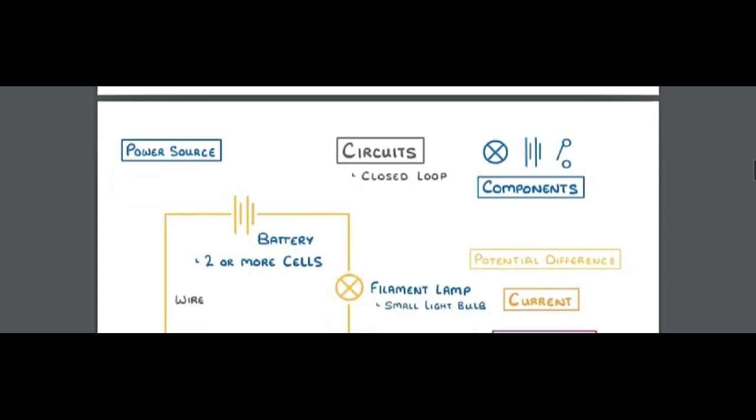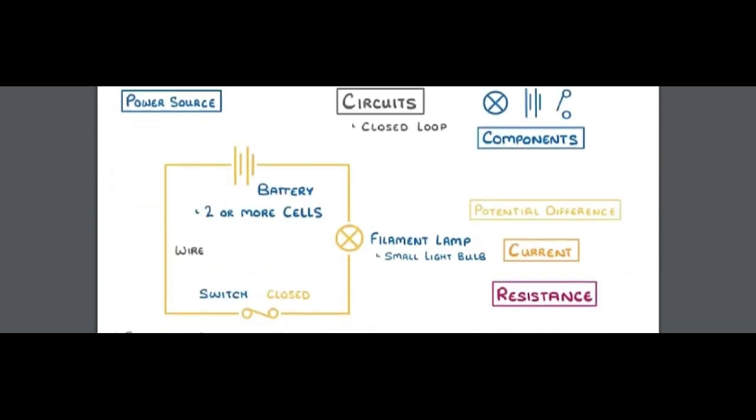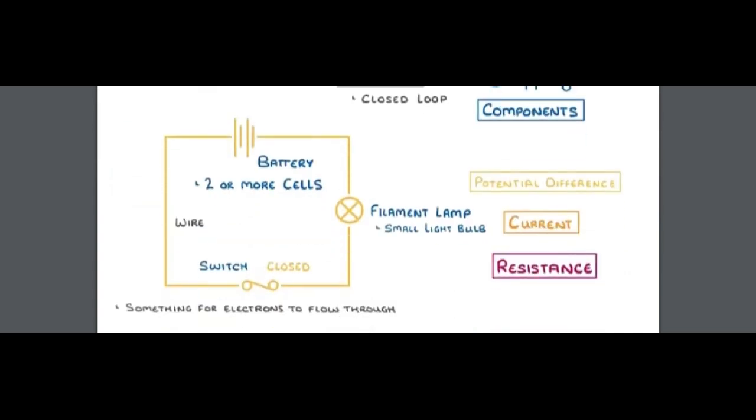Okay, now they add the filament lamp. Now this is a switch. Now they add the switch. This is a circuit that is on, the bulb is on because the switch is closed. This is the diagram when the switch is closed. Okay.